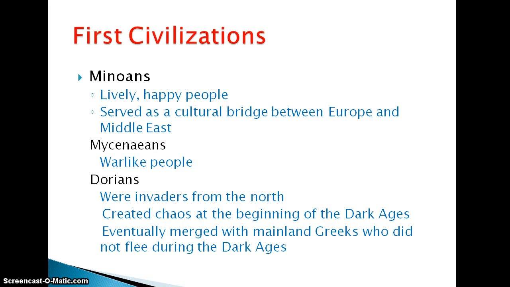Now, let's discuss the first civilizations. The first group of people we're going to look at are the Minoans, and they were the first advanced civilization of what would become ancient Greeks, and they developed on the island of Crete. The Minoans, named for King Minos, a ruler of Greek mythology, were influenced by other civilizations around the Mediterranean Sea, such as the Egyptians that we've already learned about.